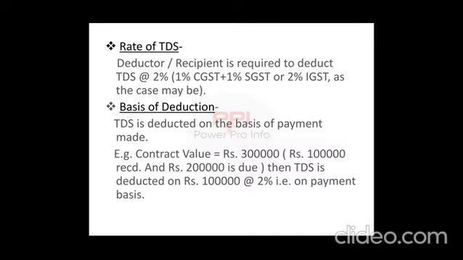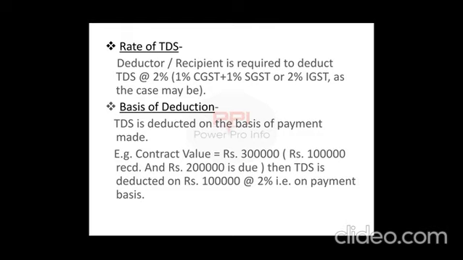Now let's discuss the rate of TDS at which the deductor or the recipient is required to deduct the TDS under GST. It is at the rate of 2%, which means 1% CGST plus 1% SGST, or 2% IGST, as the case may be.